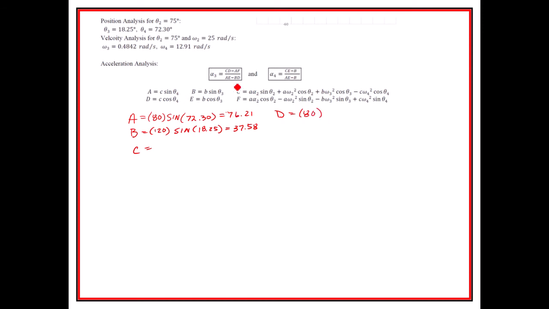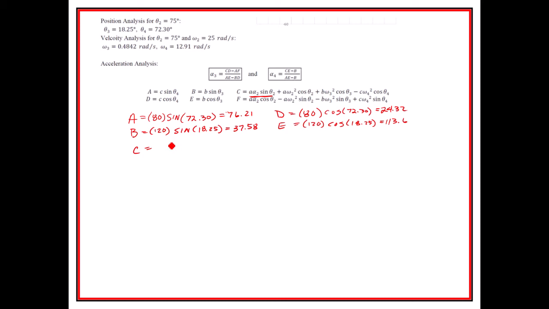C and E are very similar to A and B, that is. And so that's the cosine of 72.30, and we get 24.32. And then E, we get 120 and cosine of 18.25, so we get 113.6.